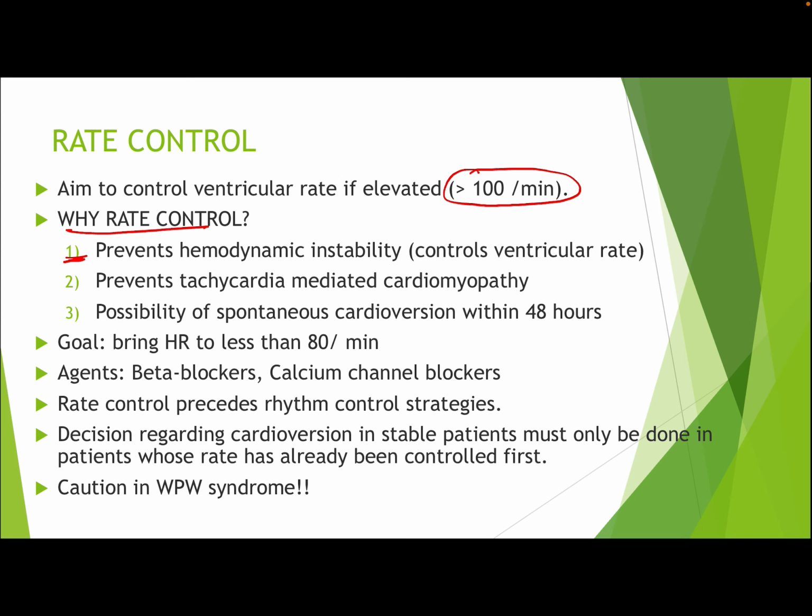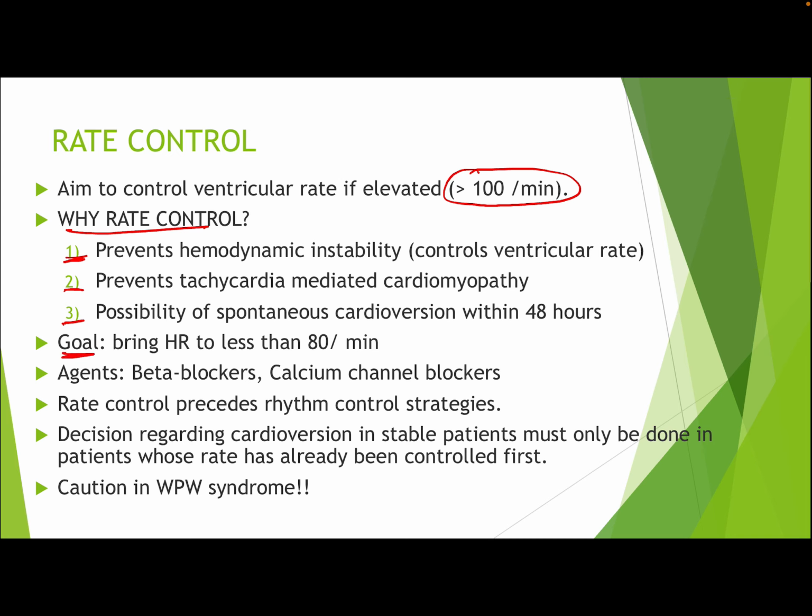So when you control the ventricular rate, you are making all the ventricular contractions more effective, and this allows effective pumping of blood, and this prevents instability. Second, it prevents tachycardia mediated cardiomyopathy. That's very, very important. And third, there is a possibility of spontaneous cardioversion in the first 48 hours. So you are keeping the patient's rate controlled and stable, so that you're waiting to see if that spontaneous cardioversion can happen or not.